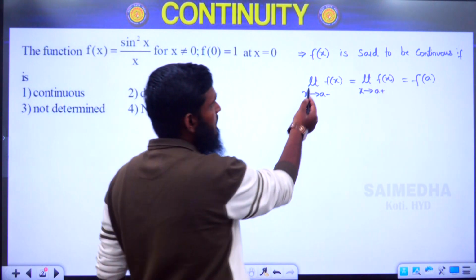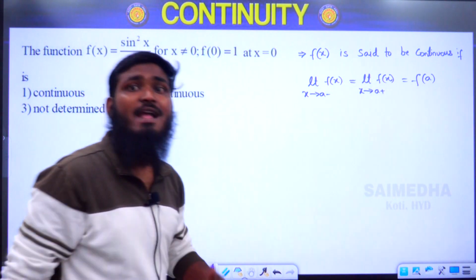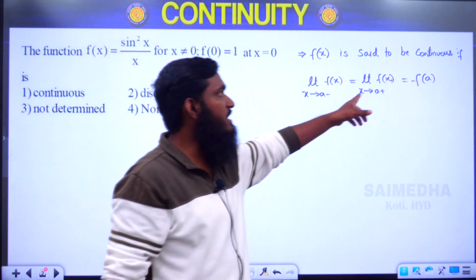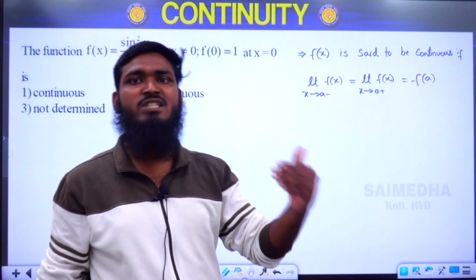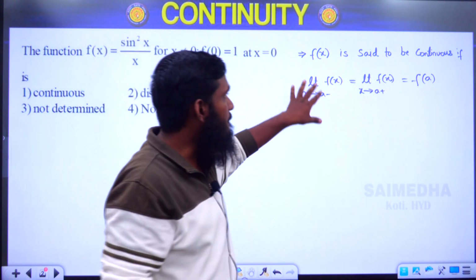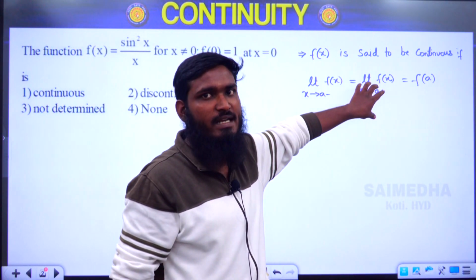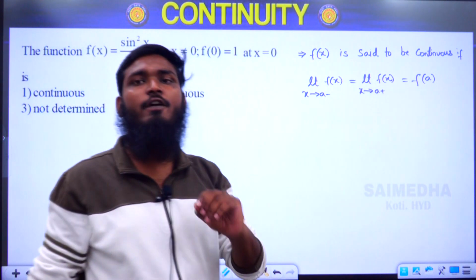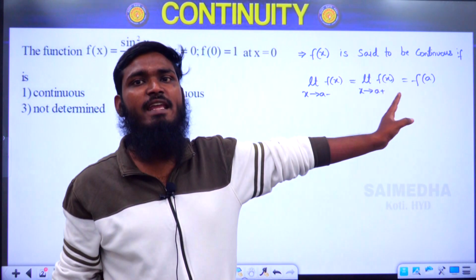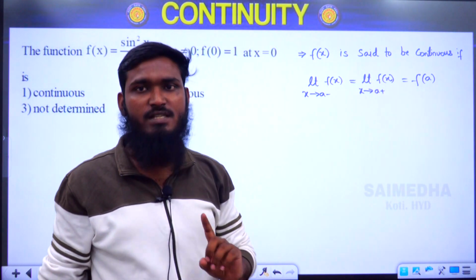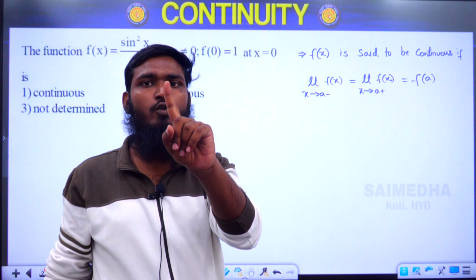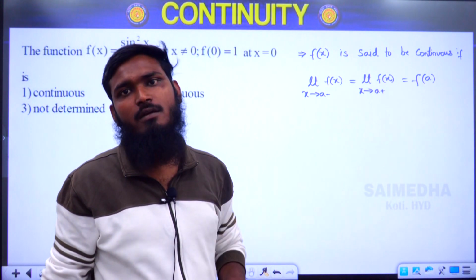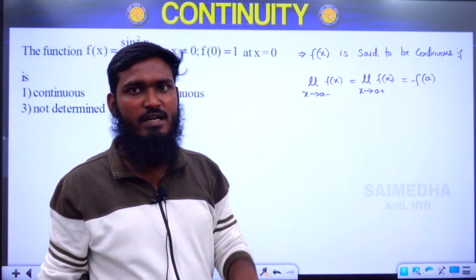Now what is the meaning of limit x tends to a minus f of x? That is the LHL, left hand limit. Limit x tends to a plus f of x is the RHL, right hand limit. Left hand limit should be equal to right hand limit, which is equal to the function value. If the 3 values are equal, then only we can call the function continuous. If any one of the values is not equal, then the function will not be continuous. So this condition we have to remember.